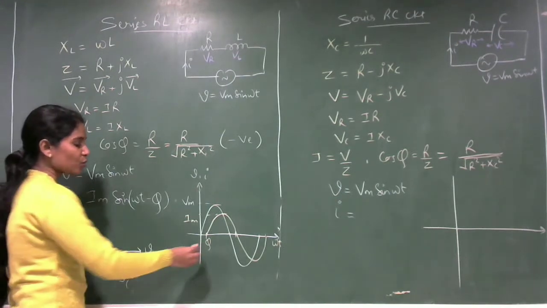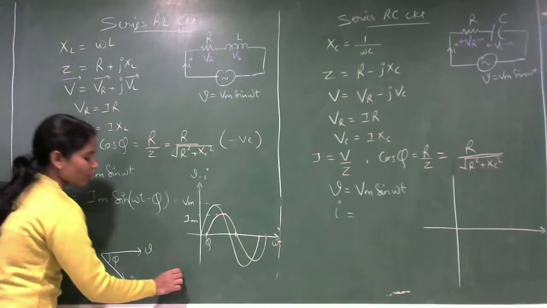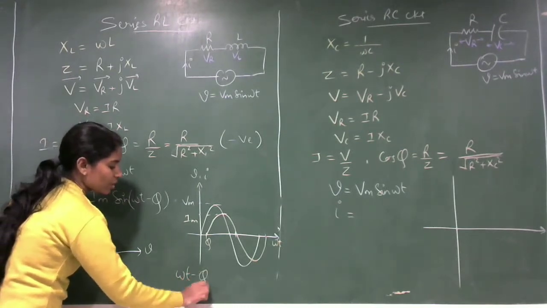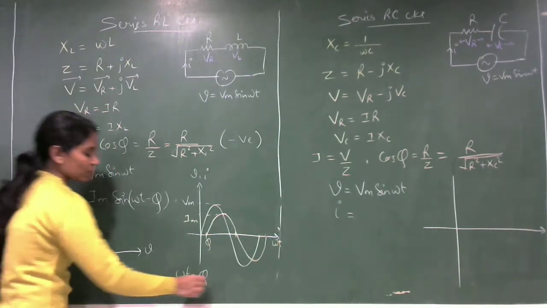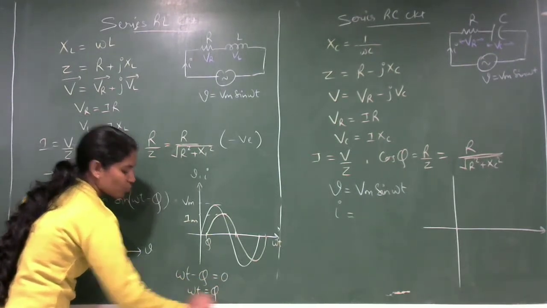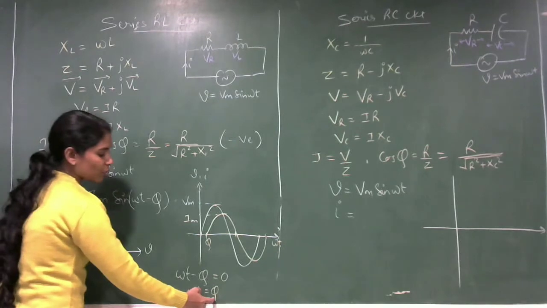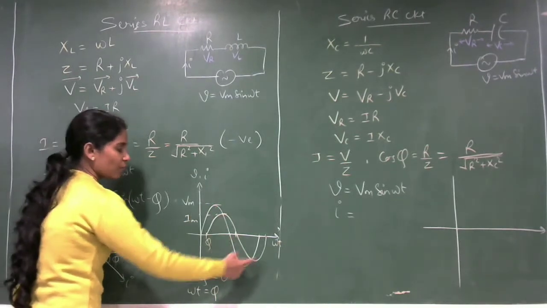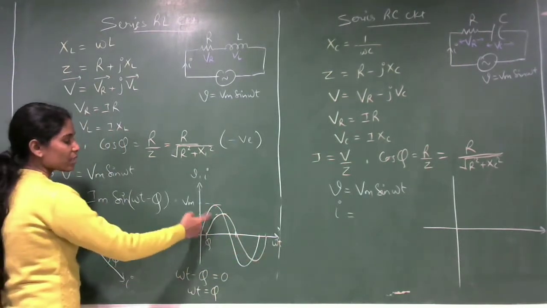What should be the value to start? You can check by this equation: it is omega t minus phi. Just equate it with 0. What value do you get for omega t? It equals plus phi. So with the plus phi angle, you have to start your waveform. This is the voltage and current waveform.